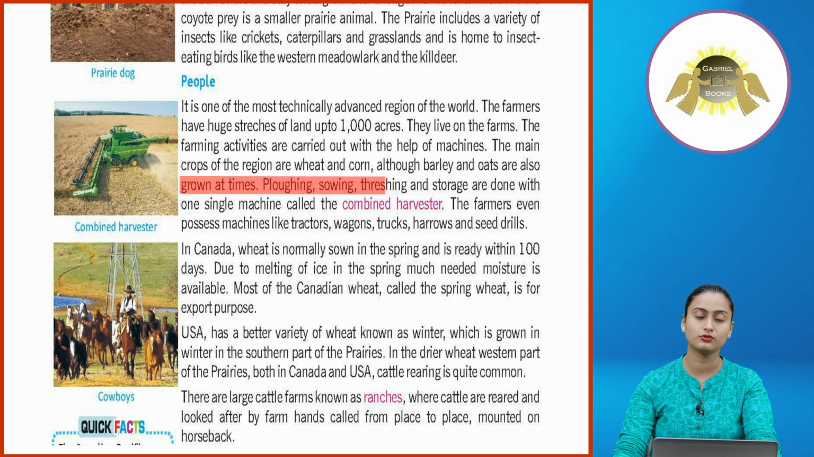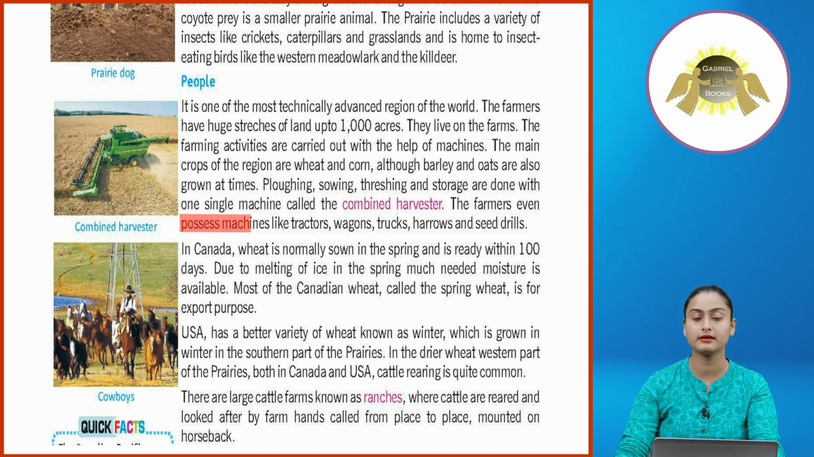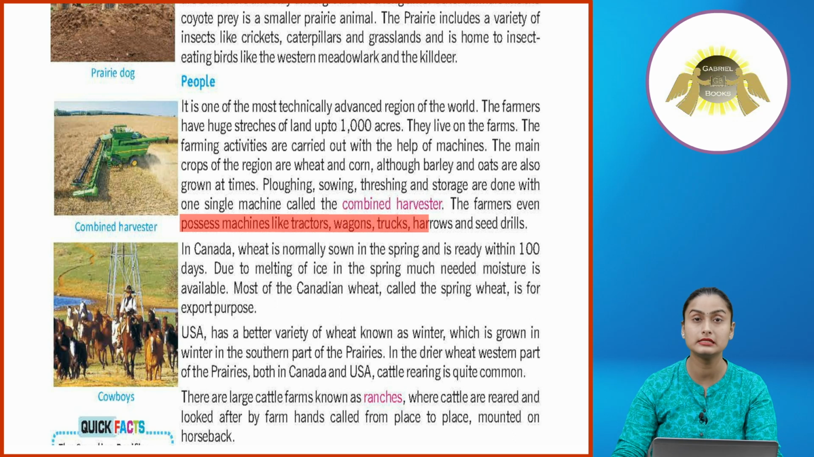Plowing, sowing, threshing and storage are done with one single machine called the combine harvester. The farmers even possess machines like tractors, wagons, trucks, harrows and seed drills.